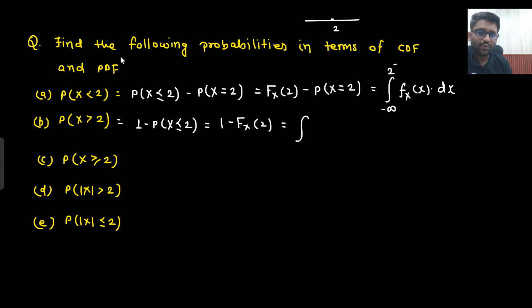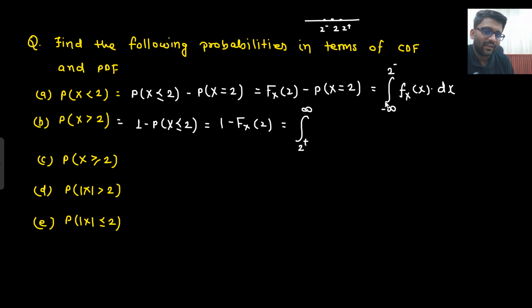You need to go from 2 to infinity, but excluding the 2. No, sorry, 2 plus to infinity, right? You are going from 2 to infinity, but 2 should not be included. That means you should go from 2 plus to infinity, right?